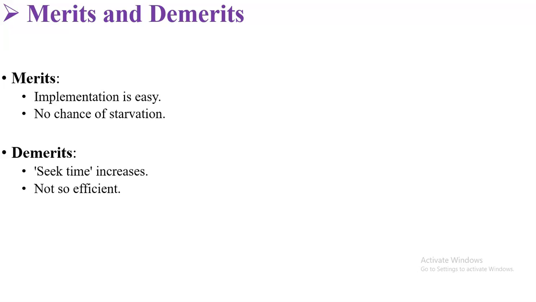So let us see the merits and demerits of this. Implementation is easy because as and when the requests are coming, we just have to serve them. There is no chance of starvation. Why? Because as soon as a request comes, the requests are served in that sequence only. So no particular track or request has to wait for a long period of time. But the demerit is that the seek time increases because, as per the requests, maybe one track is at 20 and the other track is at 190. So there is a lot of head movement from one direction to the other. So seek time is going to increase, and obviously because of that, it is not so efficient.